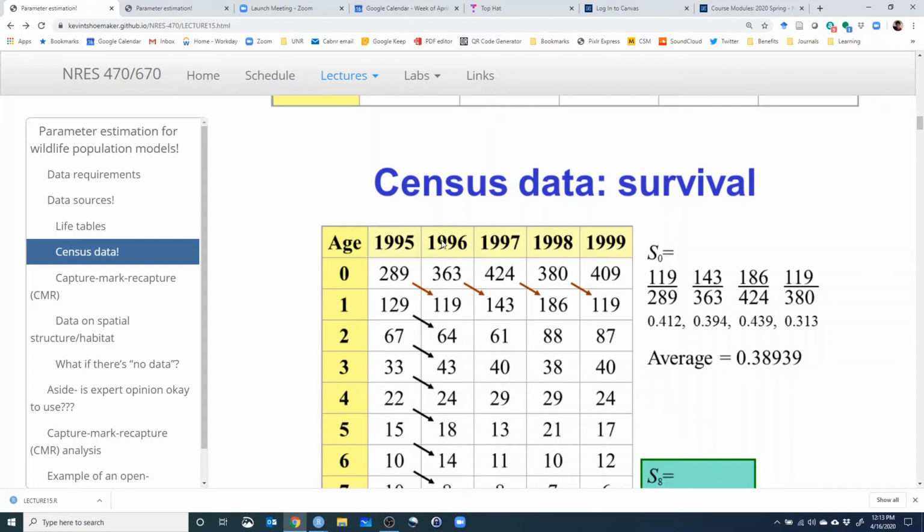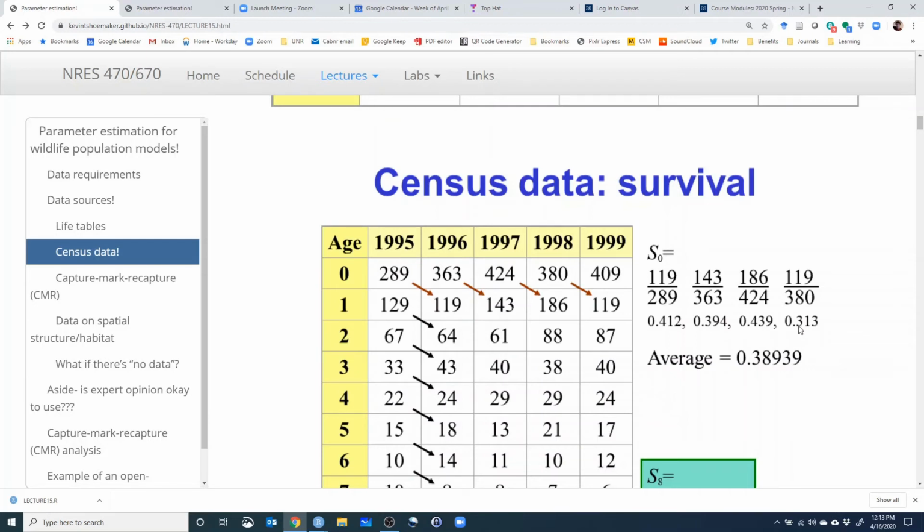What's the survival of newborns in 1996? Well, we take 143 survivors in 1997, divide by the total number of newborns that were born in 1996, all right? And that was 363. And so we can get this newborn survival rate for this year, this year, this year, and this year. So we have 4 estimates of newborn survival rate, right? We have 0.412, 0.394, 0.439, and 0.313.